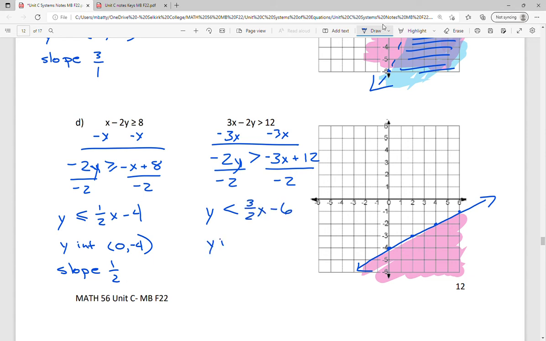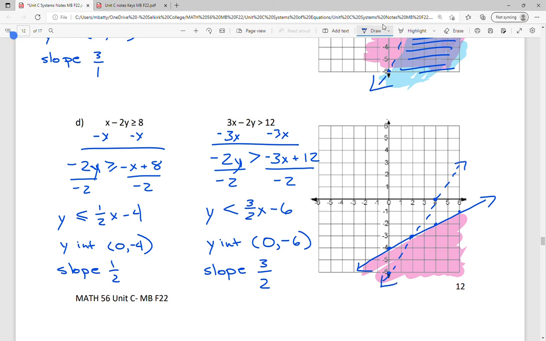My y-intercept for this one is going to be 0 and -6, and my slope is going to be 3 over 2. So my y-intercept is down here at 0 and -6, and my instructions to the next point tell me to go up 3 and over 2. Up 3 over 2, and this is going to be a dotted line because I don't have an equal to part of my equation.